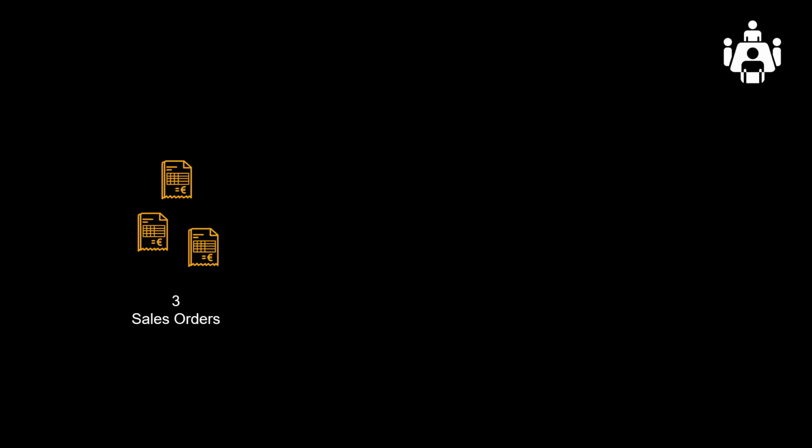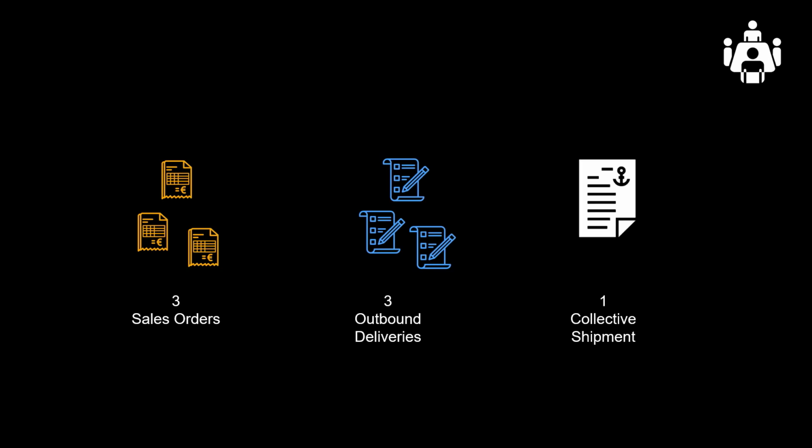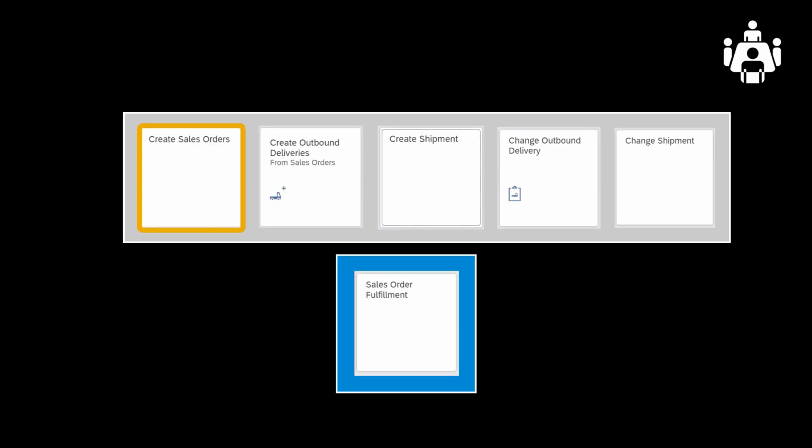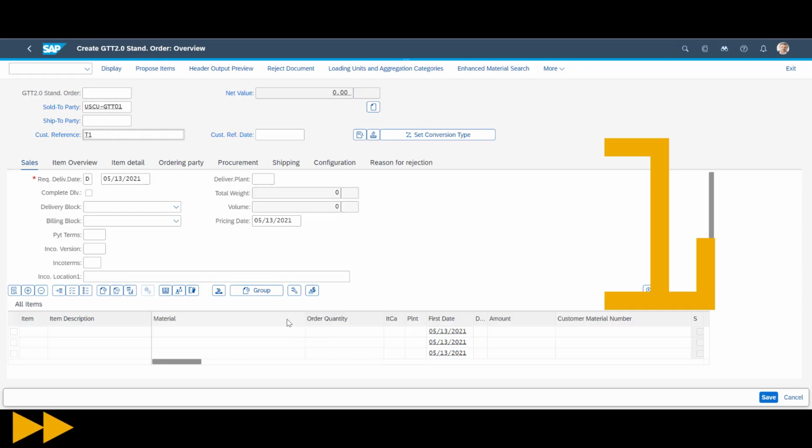We will now look at an example where we can see how the internal progress of a typical ERP sales process is reflected in Global Track and Trace. First, we create three sales orders. Then we continue by creating the three subsequent outbound deliveries. Before we turn to Global Track and Trace, we will create one collective shipment document containing the three deliveries.